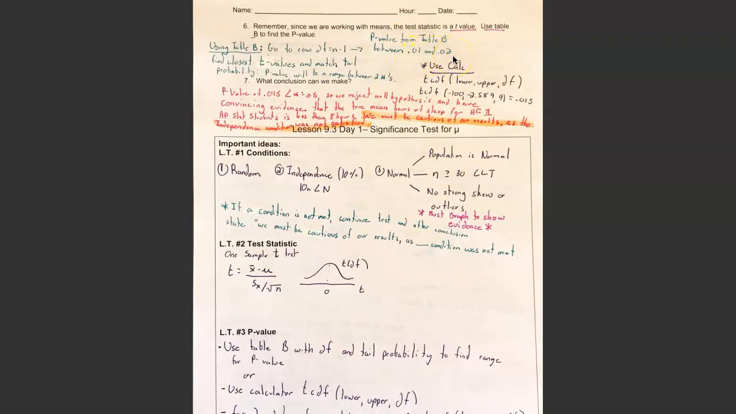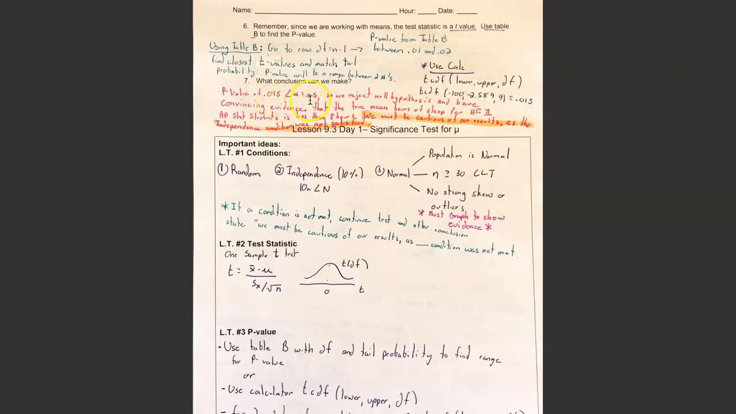Now, that's kind of a pain to have to do every time, and it only gives you a range. So to use your calculator, you're going to use the TCDF function. Second vars will get you there. You're going to enter the lower boundary, the upper boundary, and degrees of freedom. My lower boundary would be negative 100, my upper boundary was negative 2.589, and 9. And then we end up with a value of 0.015. We see that this p-value did fall between what was stated from table B.